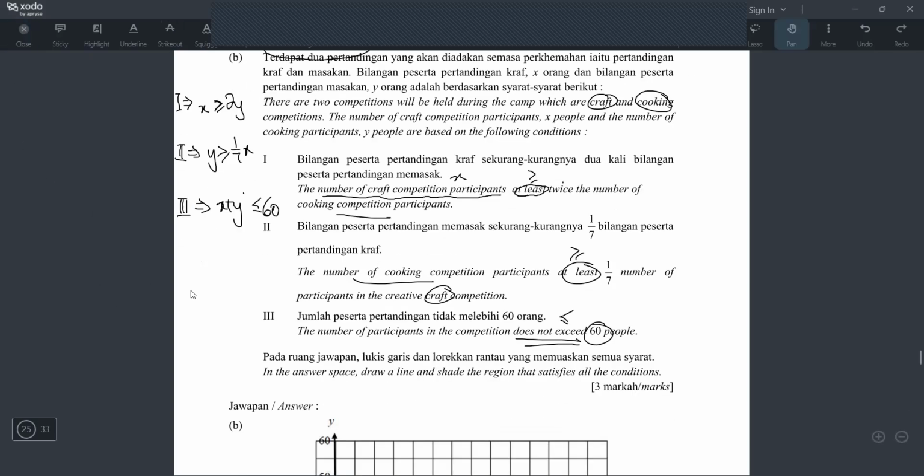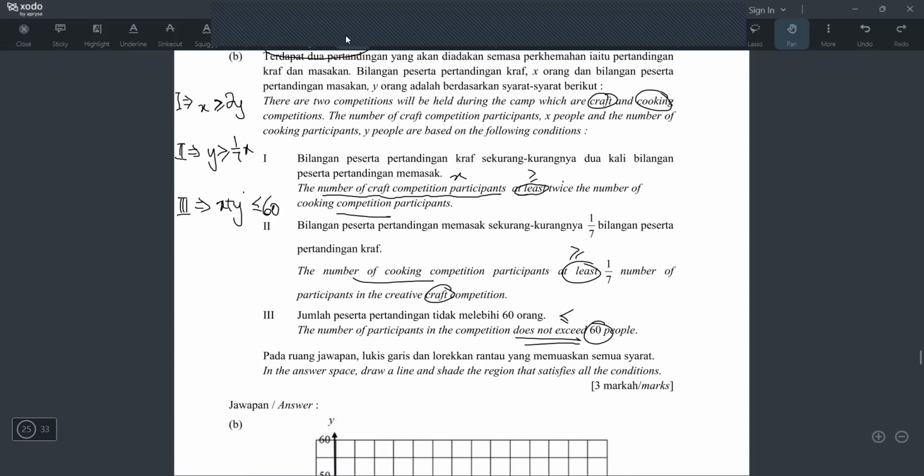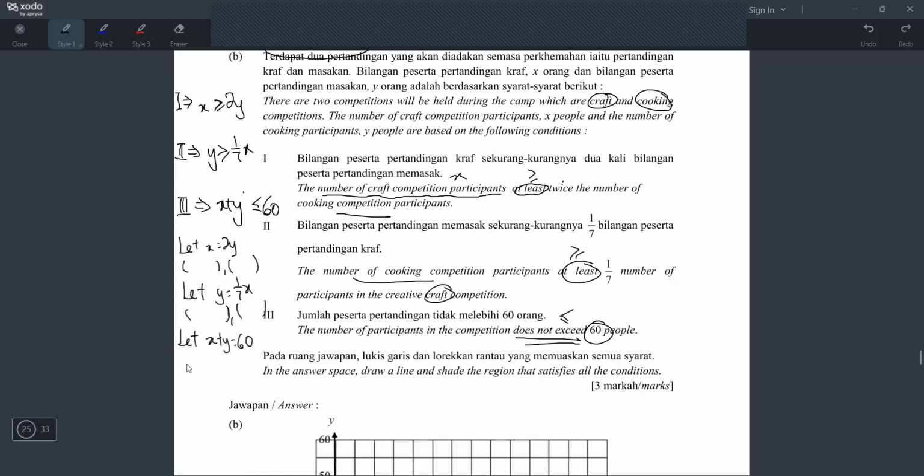Okay, done. Next part is, in the space, draw a line. But before drawing the line, you have to find the coordinates. So how do we find coordinates? Change all these symbols to equal first. So we let X equal 2Y, let Y equal 1/7 X, at least two coordinates are needed to draw a line, and let X plus Y equal 60.